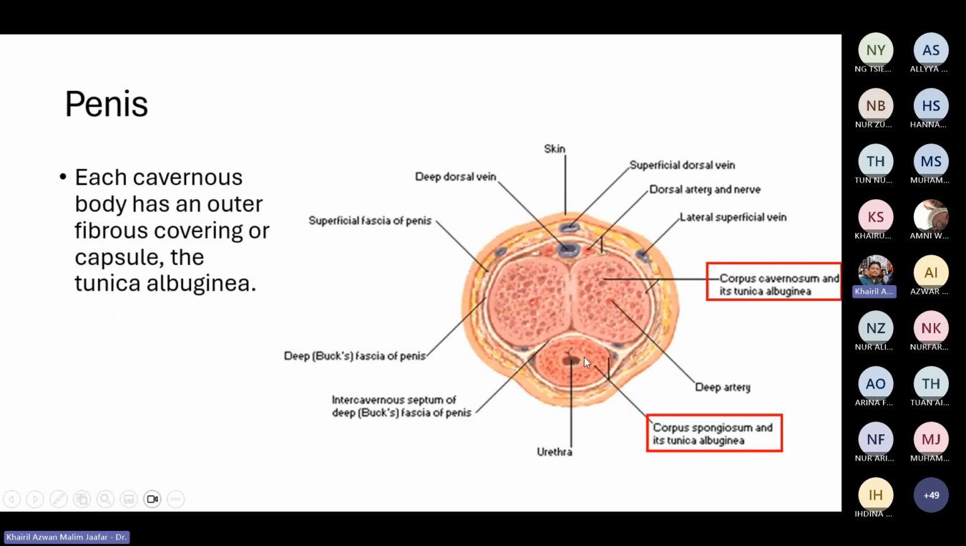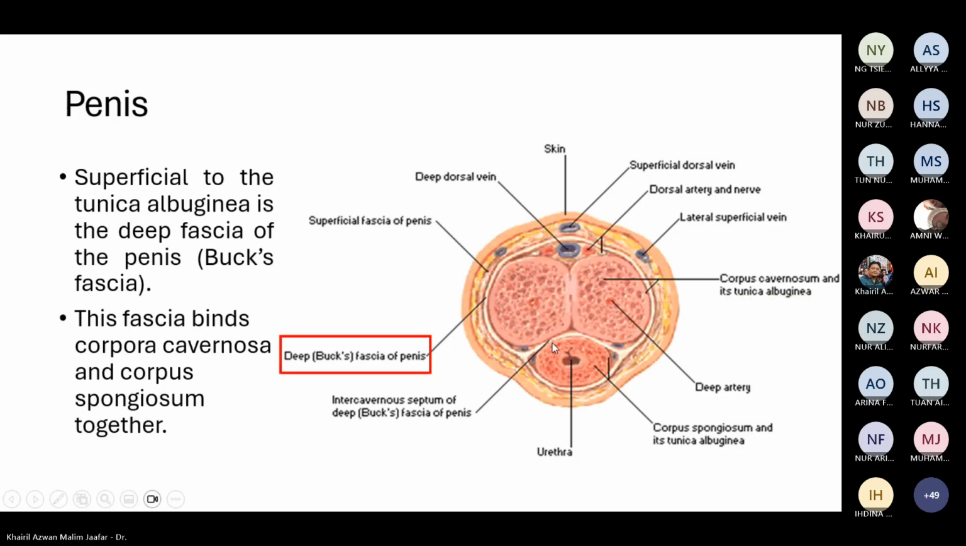This is a cross section of the penis. Each cavernous body has an outer fibrous covering, similar to the testis, called the tunica albuginea. Superficial to the tunica albuginea is a very important fascia called Buck's fascia. You can see that Buck's fascia binds all three erectile tissues together.